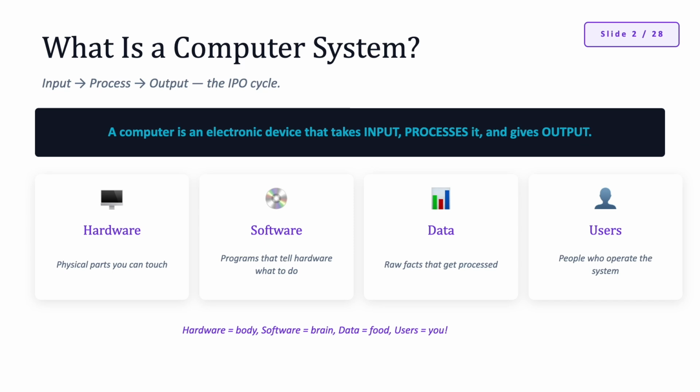It has four components: hardware, the physical parts you can touch; software, the programs that tell hardware what to do; data, the raw facts that get processed; users, that's you and me. Think of hardware as the body, software as the brain, data as the food, and users as the person eating. All four must work together.